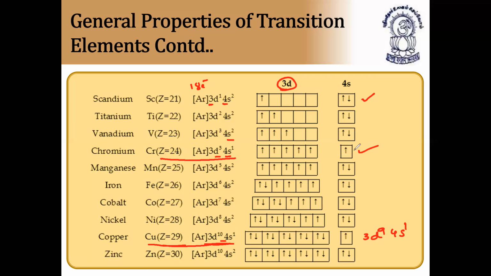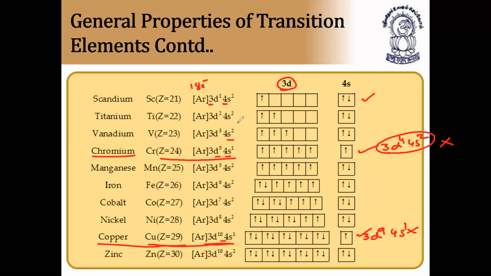Here only one electron is in the s orbital, and here also only one electron is in the s orbital. These two are exceptional cases. Why? Because half filled and completely filled orbitals are more stable than incompletely filled orbitals. So the half filled 3d5 and the completely filled 3d10 are more stable. For chromium it should be 3d4 4s2, but instead it goes like this, 3d5 4s1. So chromium and copper are important in this configuration.